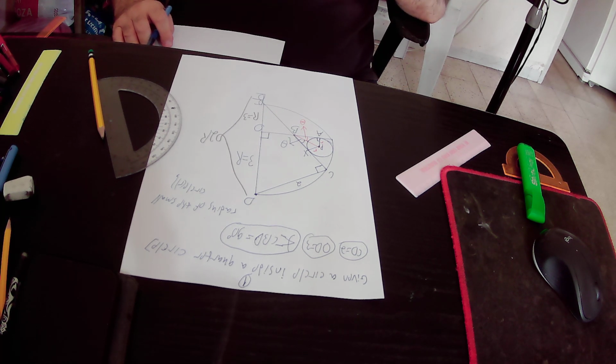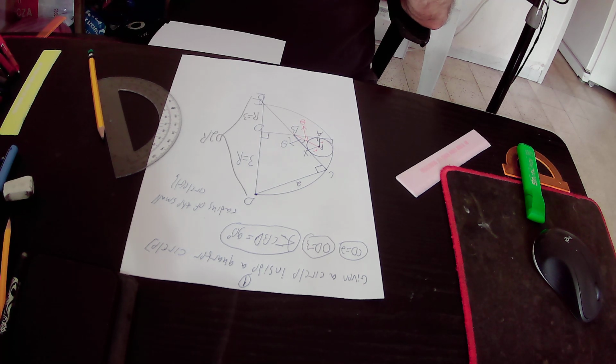Okay, and again DE is the diameter of this semicircle. Therefore DE is a straight line. Okay, DE is a straight line.